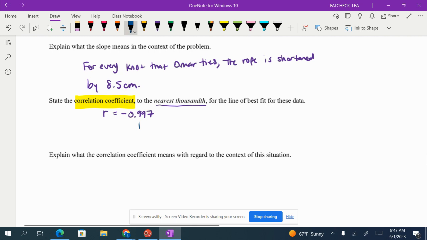Remember, this is the ones place. This is the tenths place. This is the hundredths place. This is the thousandths place. We have, in fact, rounded to the thousandths place, so we're all set. State the correlation coefficient. R equals negative 0.997.